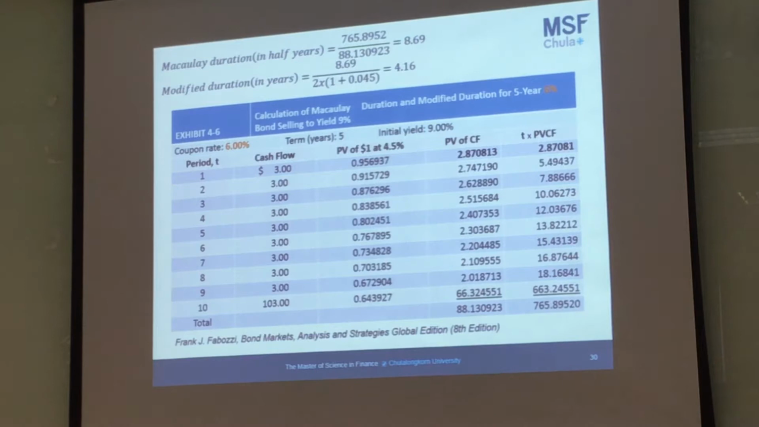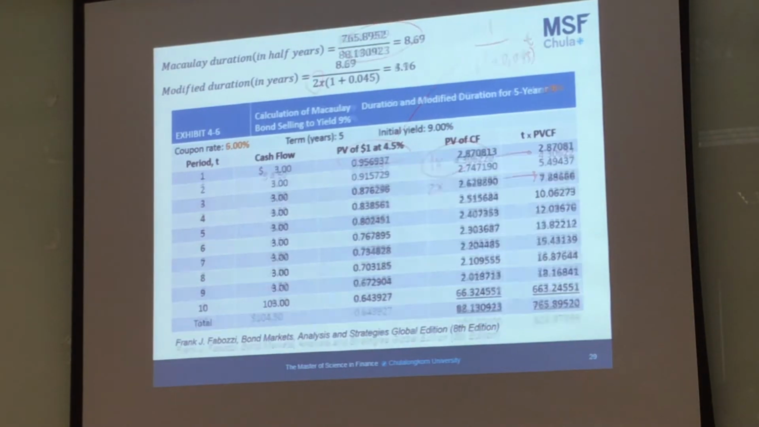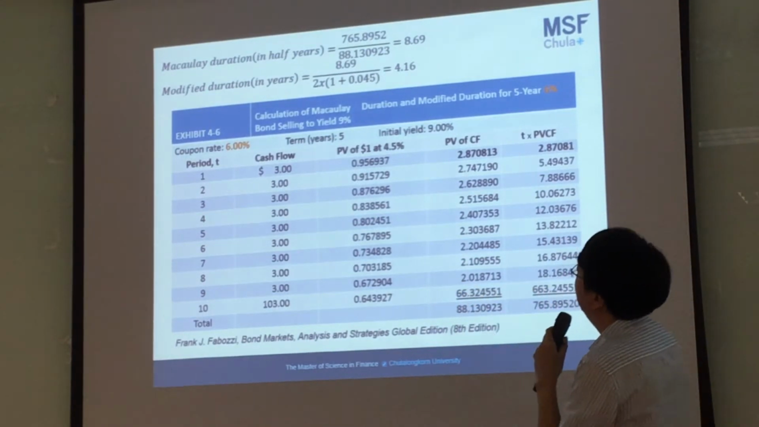8.27, right? This one is 8.69. This duration will be higher because the bond pays a lower coupon rate. Okay, the way to calculate this is just the same.